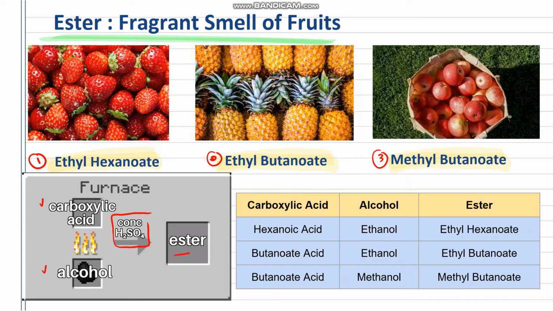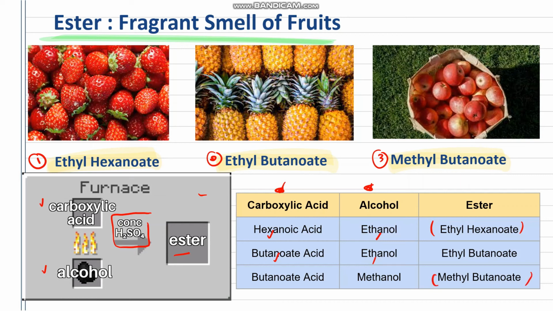First, let's look at this one, which is ethyl hexanoate. Ethyl hexanoate is made from the chemical reaction between carboxylic acid and alcohol. In this case, the alcohol that we use is ethanol, and the carboxylic acid is hexanoic acid. Hexanoic acid reacts with the ethanol to form ethyl hexanoate. Next, for the pineapple flavor, which is ethyl butanoate, it comes from the ethanol reacting with the butanoic acid. And last but not least, we have methyl butanoate.